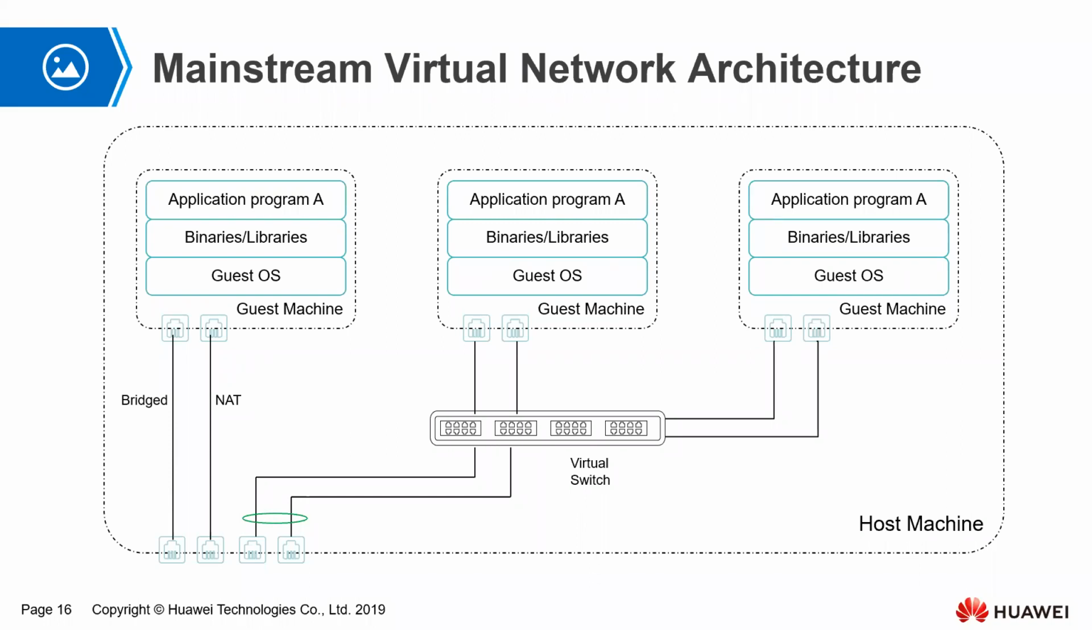A common virtualization system uses an architecture like the one you see here. We have our virtual machine A and our virtual machine B. In a personal, small-scale virtualization system, virtual machines are bound to physical network interface cards using either bridged mode or NAT mode, network address translation.